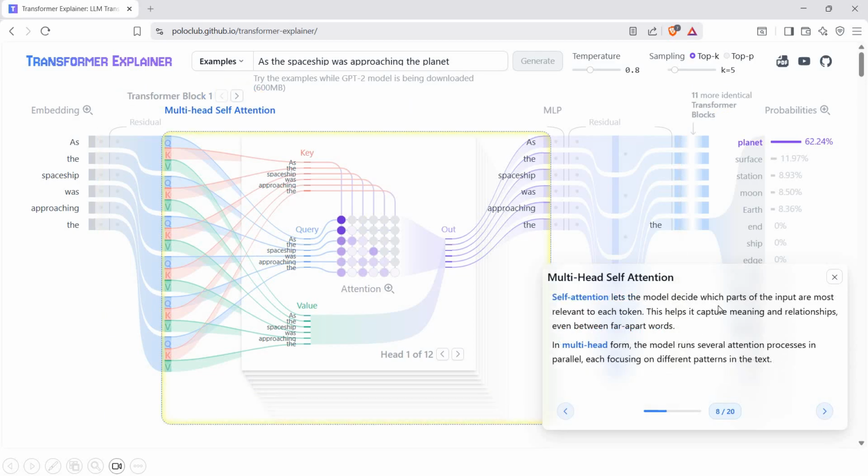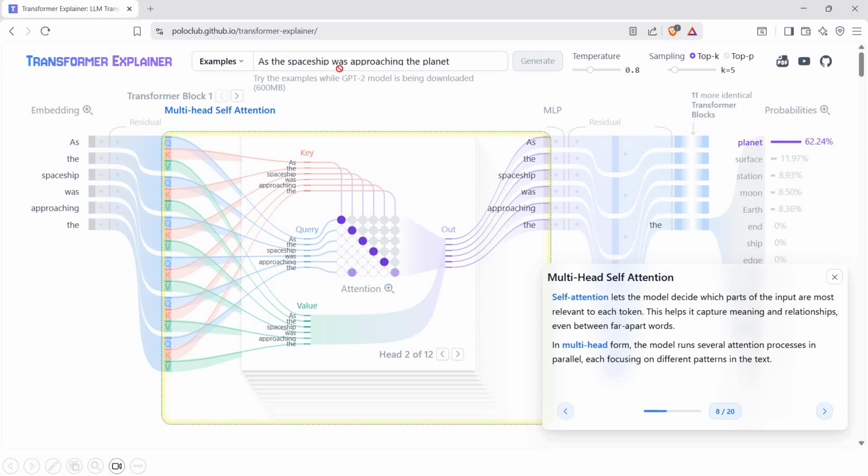So self attention lets the model decide which parts of the input are most relevant to each token. So this helps us capture meaning and relationships even between far apart words. In multi-head form, the model learns several attention processes in parallel, each focusing on different patterns. So self attention means it will try to understand which word should get more attention, right? Basically the QKV which we are seeing here is query, key and value. So what is going to be queried, what is the key and what is the value, like that. We'll understand it in great detail in the upcoming slides, right?